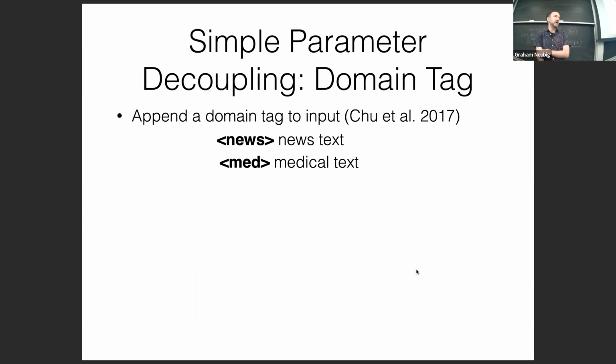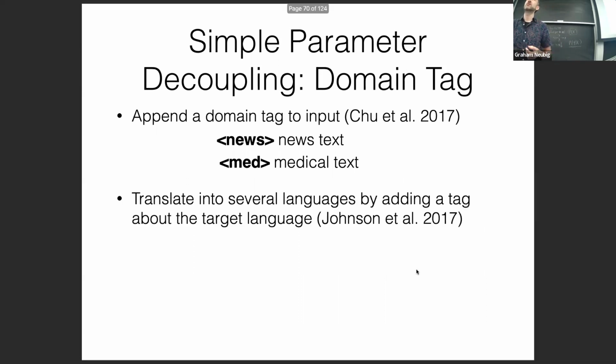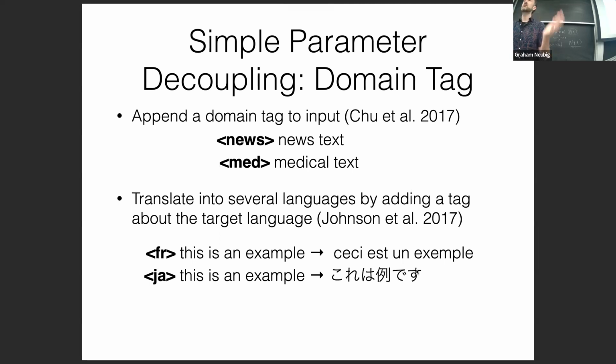Before you take in any text, you append a tag that basically says, this text is from the news domain, this text is from the medical domain, or this text is from English, or this text is being translated into French, or this text is being translated into Japanese. So this is not full parameter sharing of the model, at least when it's implemented in this way. It has a very small number of unshared parameters.